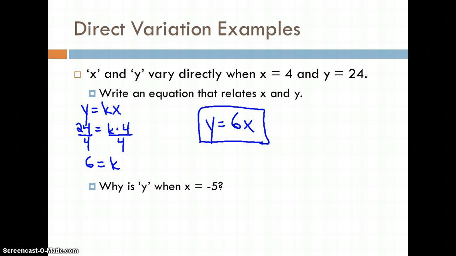And now we're asked to find what is y when x equals negative 5. That's our follow-up question. Y is equal to 6 times negative 5, which is negative 30. That's all we'd have to do for the direct variation equations.